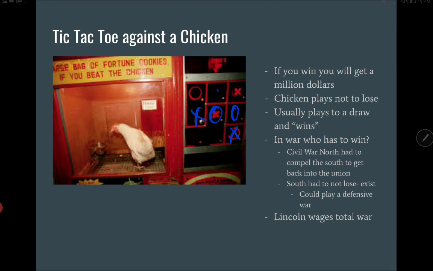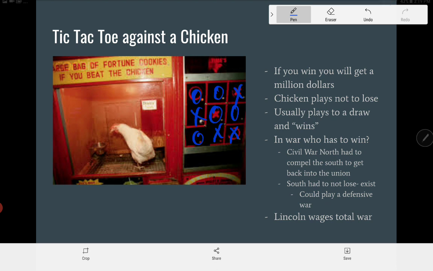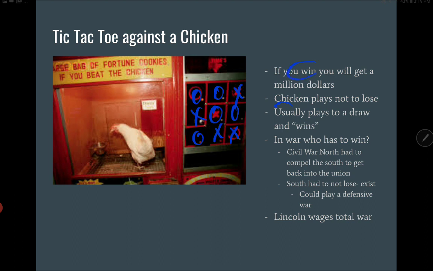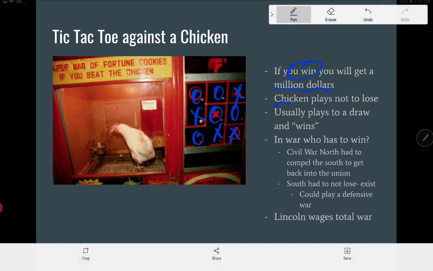Now, when we keep going on, right, how is the game going to end? It does not end in either winning, right? The person who has to win was me, right? I had to win to get $1 million. Now, I played to a draw. The chicken did not win. I played to a draw, so what I got was like a deck of cards.